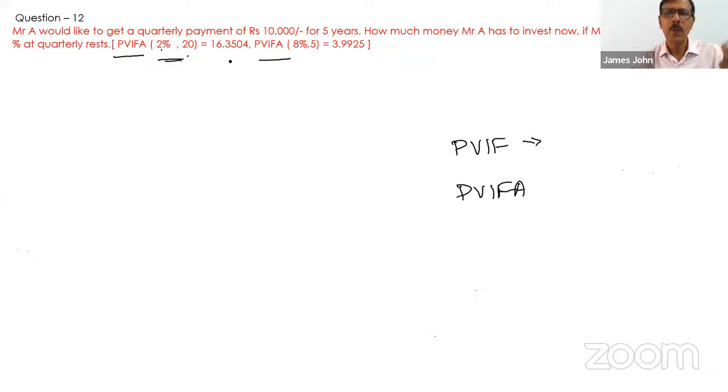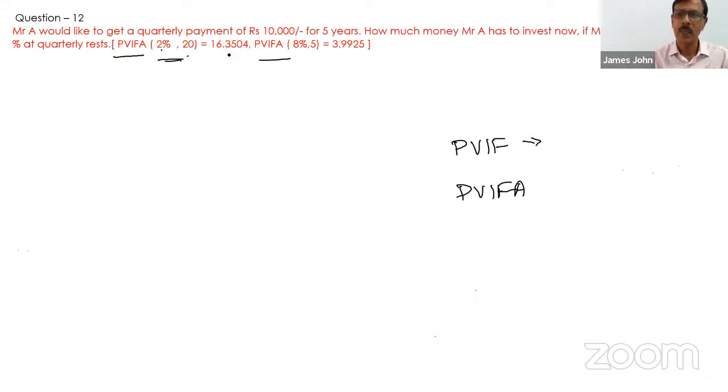And what is this PVIFA 2%, 20, 16.3504? This means if the annuity amount is 1 rupee, and the interest rate is 2%, and the number of years is 20, the present value of that annuity is 16 rupees 0.3504. That is the meaning. Are you following me? That means a person is depositing 1 rupee each for the next 20 years, and he is getting 2% interest. The present value of the annuity payment is 16.3504.